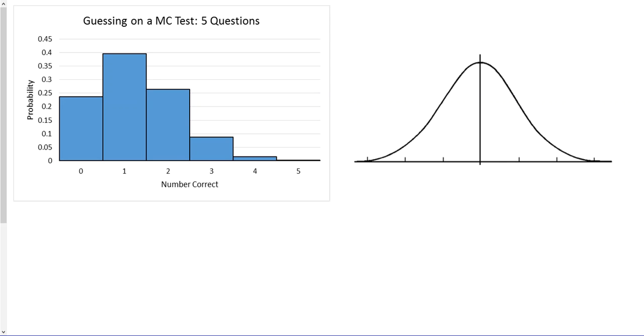Now, looking at this, you would say, okay, if this is a binomial distribution, which we have been studying, and this thing over here on the right is a normal distribution, these two things look almost nothing alike.